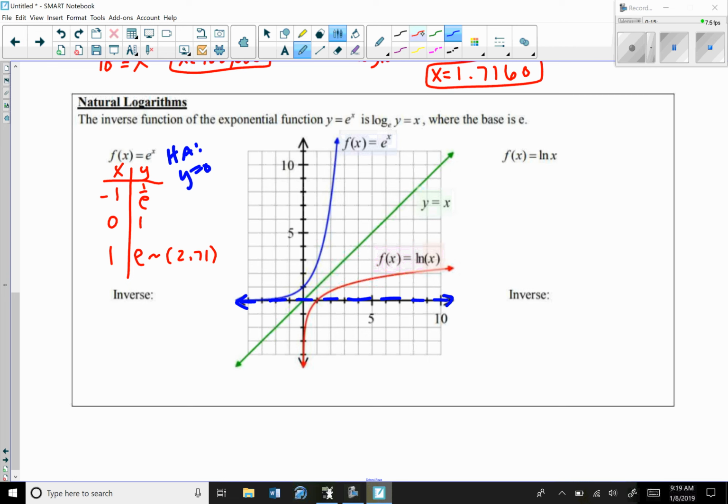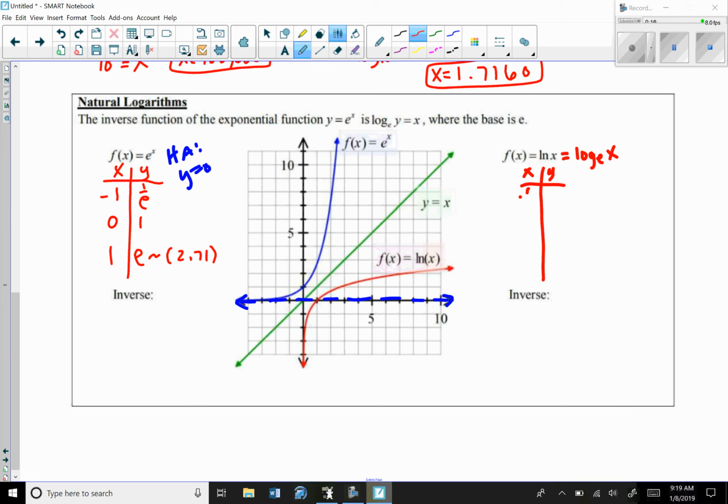Over here for our inverse, we have the natural log of x. The natural log of x is just the same thing as the log base e of x. Those two things mean the same thing. It's just that we use log base e so often that a natural log is just kind of a shorthand way of writing that. So of course for the inverse, since this is base e, the inverse of that is the natural log. All we have to do is switch our x and our y values to graph this.